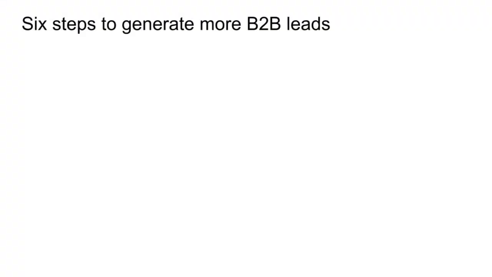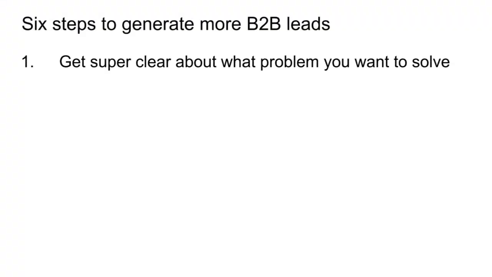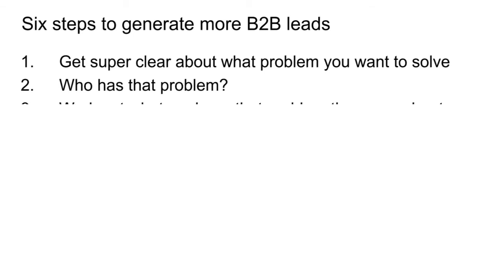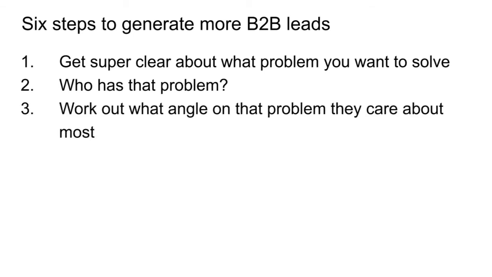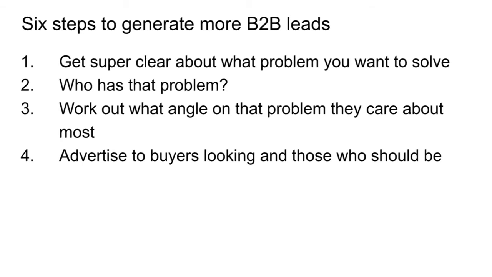Again, for today's show, I looked at 2,000 plans in our database, and I reflected on 500 projects that we've done over nearly 20 years. And every plan is different, but the pattern is super clear and super simple. Here again are those 6 steps. Get super clear about what problem you want to solve and who has that problem. Work out what angle on the problem they care about and advertise to buyers who are looking and those who should be. Remember, the ad needs to respect what they're thinking.